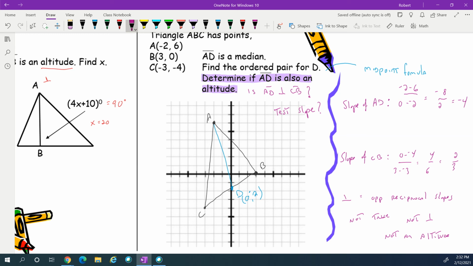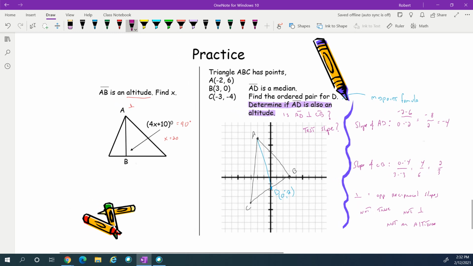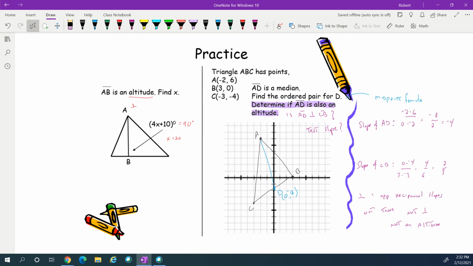Now we could count points. We didn't have to use the slope formula, but it's not always going to be perfectly on that grid. So make sure that you have your slope formula available to you and you're ready to use it. Determine if AD is an altitude is a fancy way of saying, is it perpendicular? How do we tell if it's perpendicular? We test the slope. So there we go. We have our altitude. And that wraps up our special segments in triangles. Do a little more practice with it to wrap up the unit.